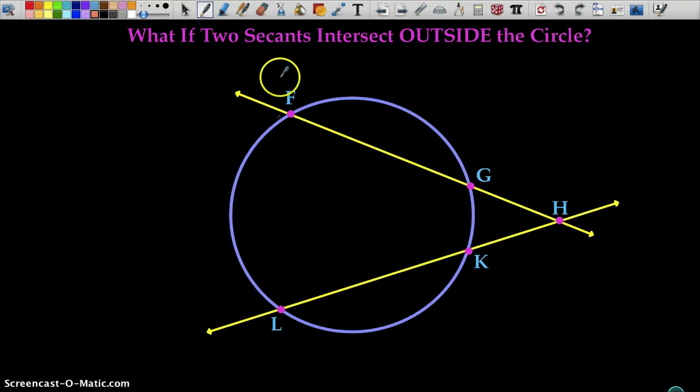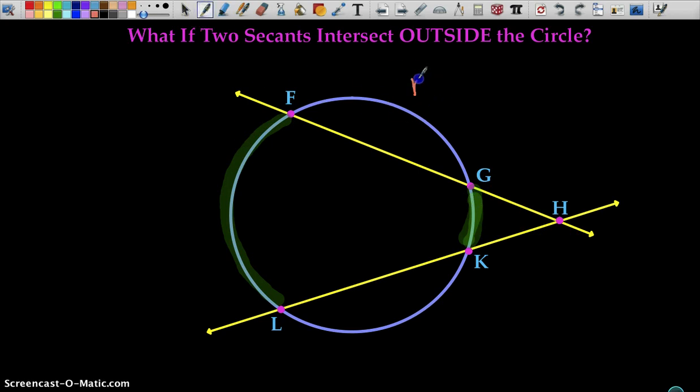Okay, now what if two secants intersect outside the circle? So now we've got two secants outside, and you'll notice their intersection is right here. Well, guess what? It's the exact same thing. So you're looking at the exact same thing as our last example. You'll see that the two arcs that are in between the two secants, so this one, and then our smaller one right here, and it's on the outside.